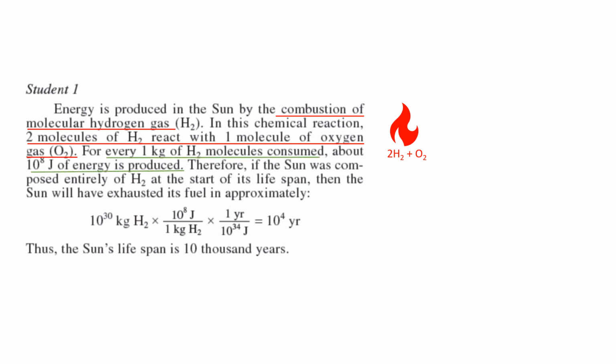1 kilogram of hydrogen consumed creates 10 to the 8th joules of energy produced. So I'm just going to draw that out the side, helps me remember. At the beginning, the sun was composed entirely of hydrogen. Well, that makes the question of where did the oxygen come from? So the student's explanation may not be sound. And then the sun's lifespan is 10,000 years.